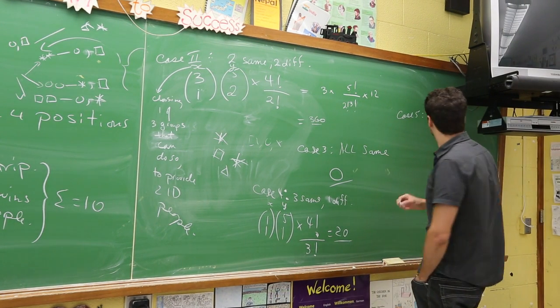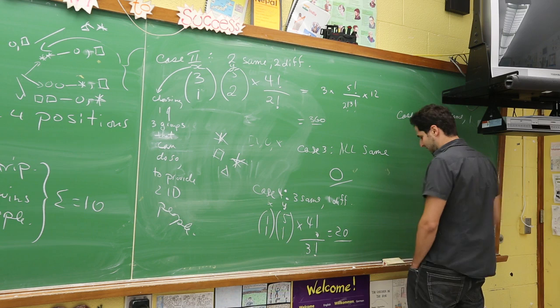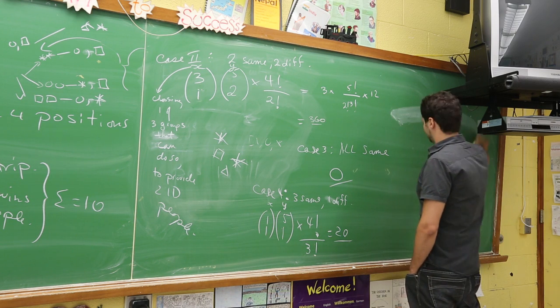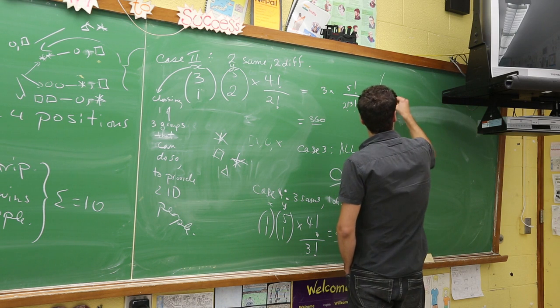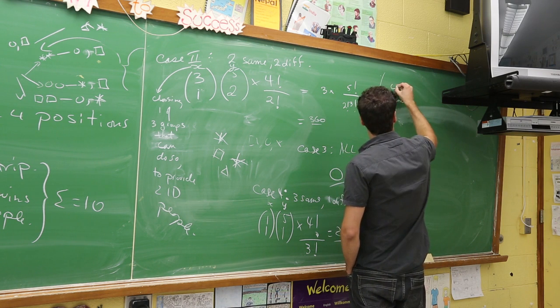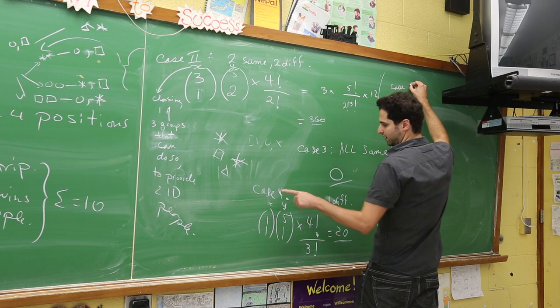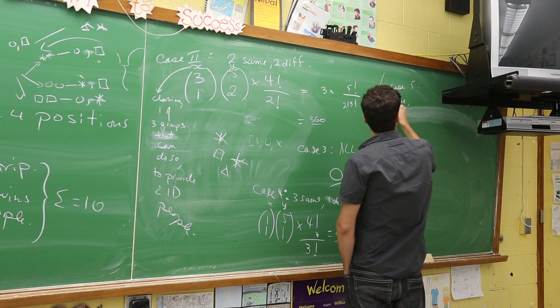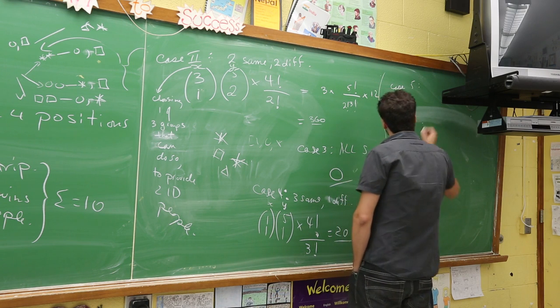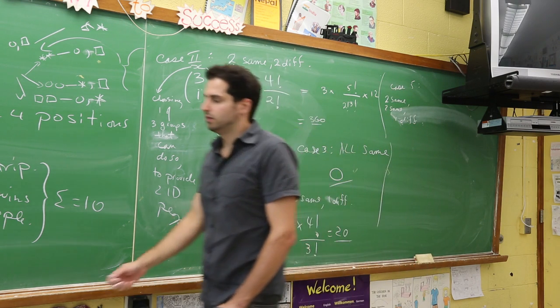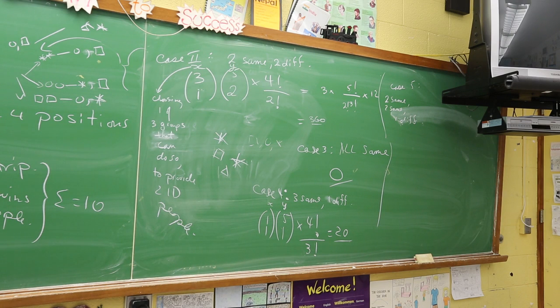Because this is the most important part. 2 same. What is this? Case what? Case 5. 2 same, 2 same, 1 diff, right? Okay. So, wait, sir? How's that possible? 2 same. Oh, sorry. 2 same, 2 same.